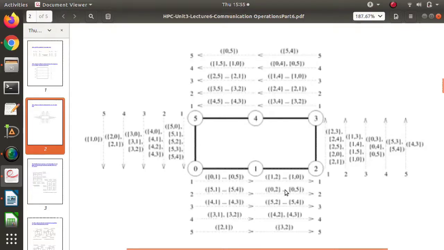Even that communication can be in both directions, or you can consider it clockwise, or anti-clockwise. Any direction you can consider. It can be in both directions also. That will not be an issue. But here we will assume that communication is in this direction. Okay, means 0 to 1, 1 to 2, 2 to 3, 3 to 4, 4 to 5 in this direction, anti-clockwise direction. Okay, so see, this is the first step, and these are the messages that are sent here.